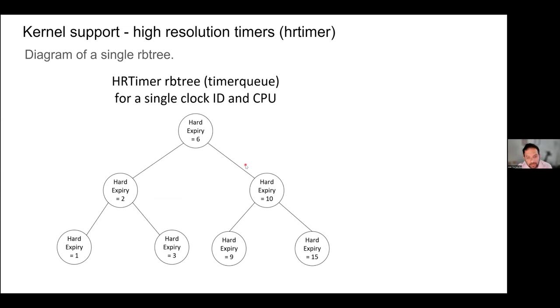To go a little more into the tree for HR timers, it's ordered only by hard expiry. Again, for every clock ID and every CPU, you have a separate red-black tree, which is a balanced binary tree, and it's ordered by hard expiry. The earliest hard expiry is obviously the leftmost node of the tree.